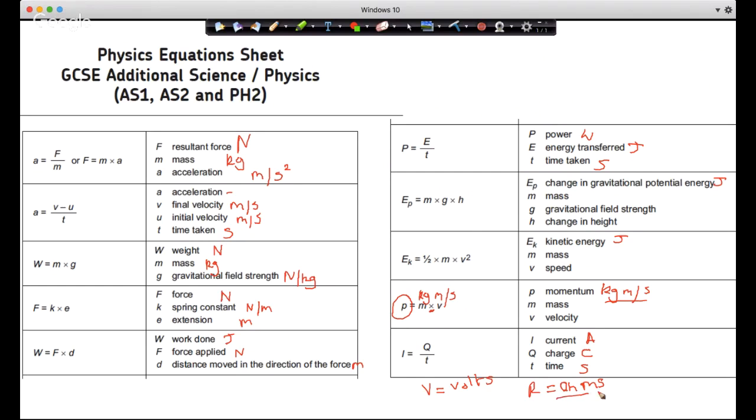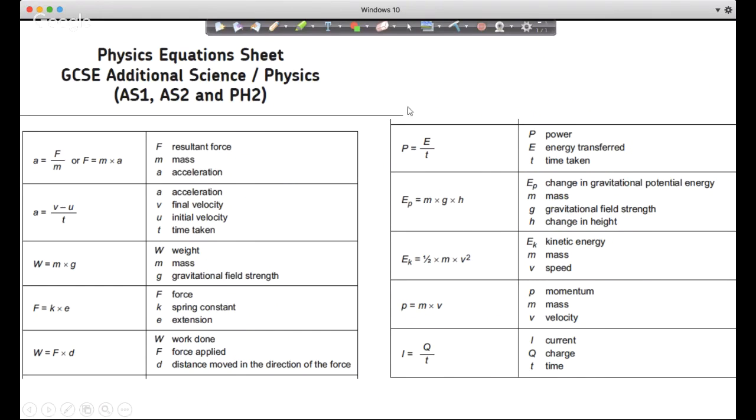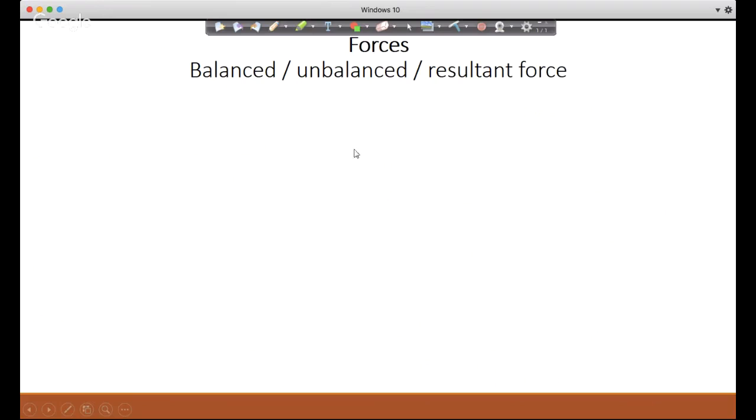The old Buddhist unit there, ohm. And what else might we want? Current in amps. I think that just about covers all of them. Okay, so onwards then, onto our forces part of the topic.